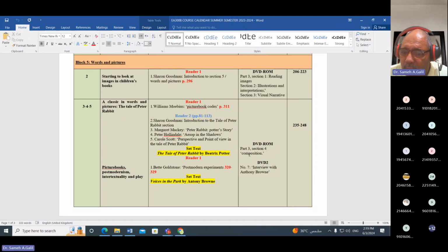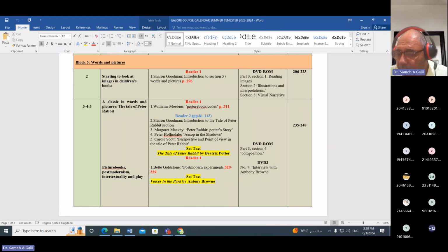This is number one, and even before number one, we have a zero source, which is Sharon Goodman's Introduction to Section 5, Words and Picture. This is some kind of introduction to the whole effort. So this is a secondary source, and then you have William Mobbs, like I said, and his book, Picture Book Codes. And then after that, we have Sharon Goodman again, introducing the Tale of Peter Rabbit, and the whole section. Then Margaret Mackay, and the title of her article is Peter Rabbit, Potter's Story, and then Peter Hollindale, Aesop in the Shadows, and Carol Scott, Perspective and Point of View in the Tale of Peter Rabbit. And of course, this is based on the picture book itself, which is the Tale of Peter Rabbit, written by Beatrix Potter.